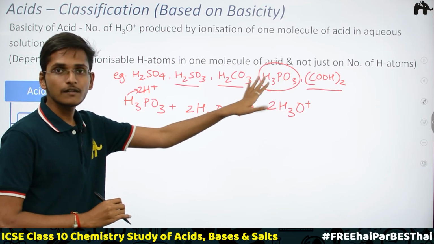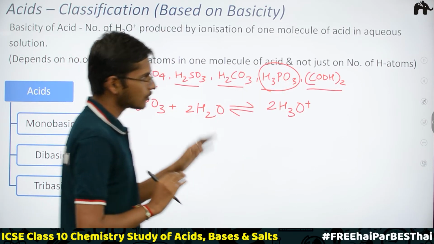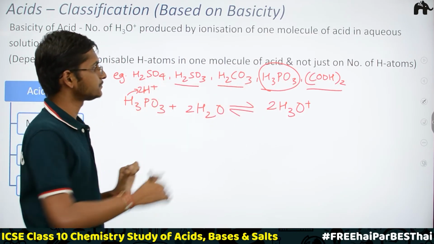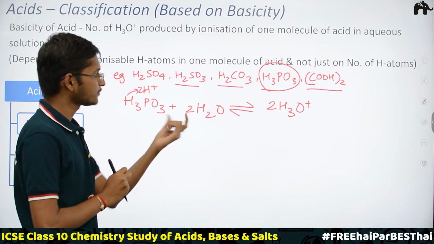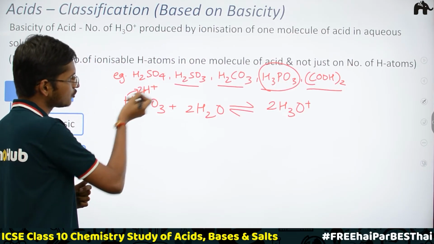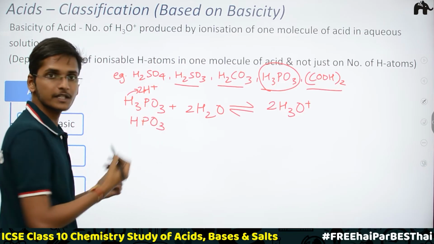Because this is a weak acid, same as H2SO3, H2CO3 and oxalic acid. This is also a weak acid, okay? Not that weak, but yes, it is a weak acid. So it would have this double-headed arrow. Now, what would remain here? See, out of this 2H plus, only 1 H is remaining, P is remaining and O3 is remaining, okay?